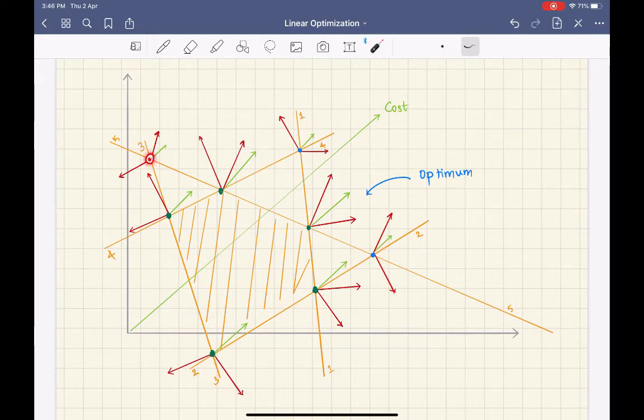On the other hand, look at this one. This is not an extreme point, this is an intersection point. Here look at the normal to this hyperplane, that will be this one, and the normal to this would be this one, and the cost is here. So the cost is not a non-negative combination. So there is something special about these points.